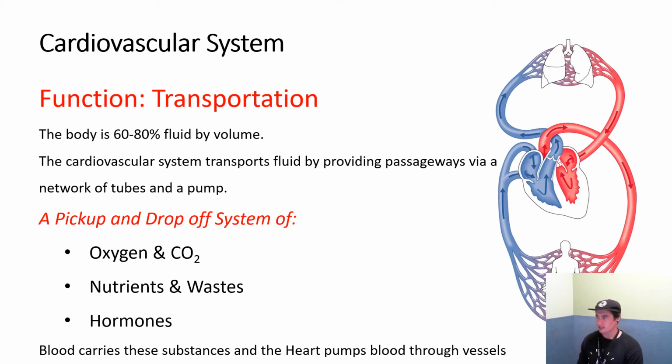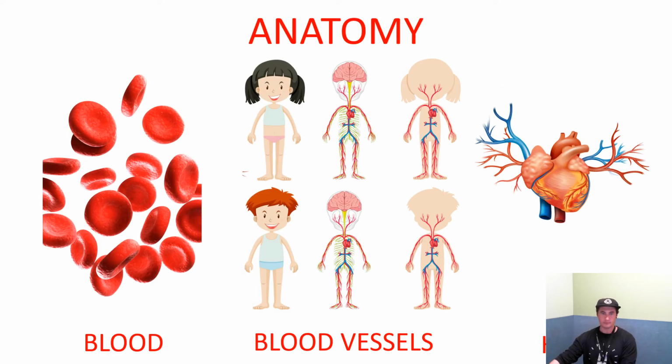Think of your cardiovascular system as a pick-up and drop-off system. So we're picking up and dropping off oxygen and CO2, picking up and dropping off nutrients and wastes, picking up and dropping off hormones. Blood carries these substances, and the heart pumps blood through the different vessels. So here are our three different structures of the cardiovascular system, and we're going to save the heart for next week. We'll look at the structure of the heart next week, and today we're going to look at blood and the vessels that carry blood.